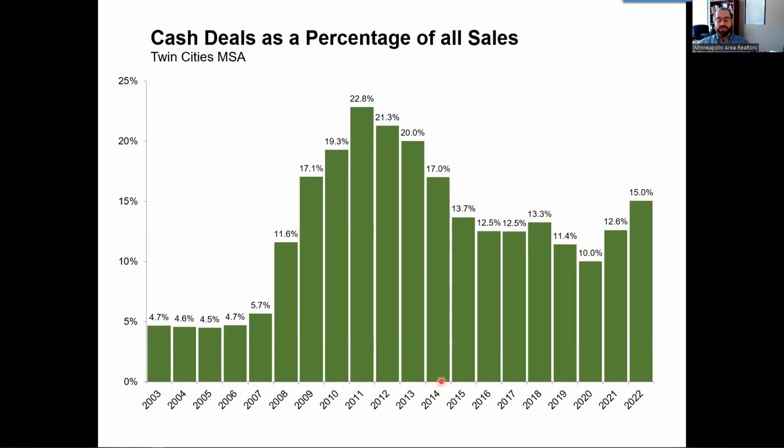15%, the highest share of cash deals going back to 2014. So what is that? An 8-year high? 1, 2, 3, 4, 5, 6, 7, 8-year high.